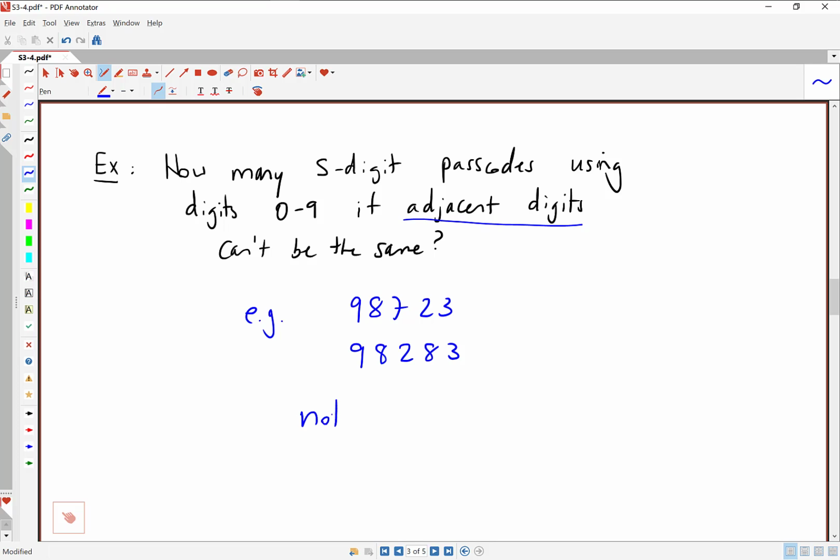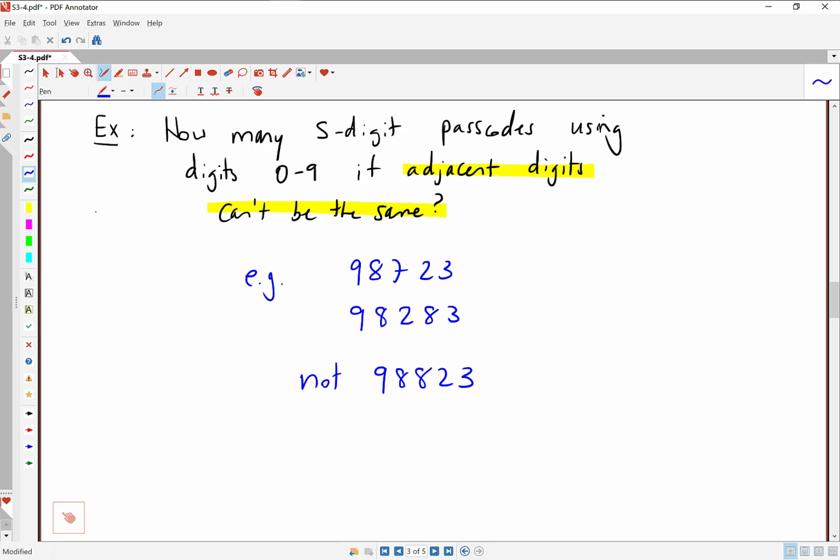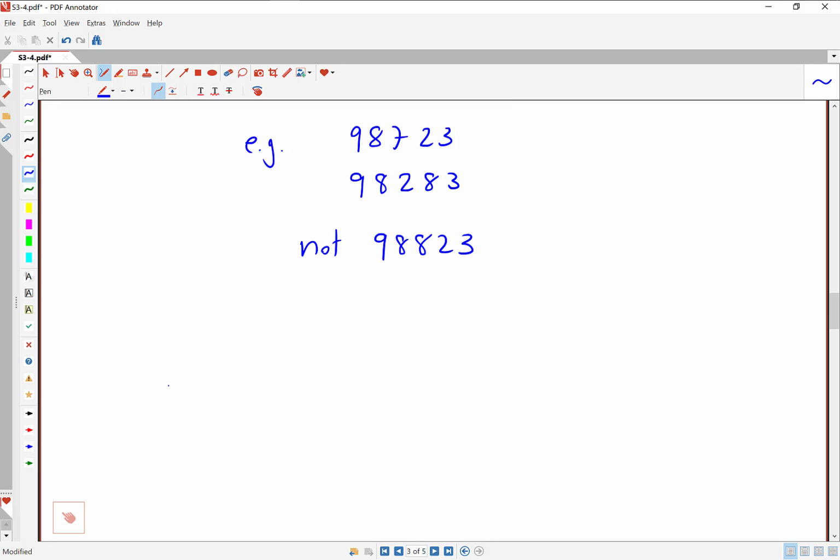But what you're not allowed to have is something like 98823. We've said adjacent digits can't be the same. So what you're not allowed to have is the same number written side by side. So the whole secret to this type of problem is to see if we can break it down into a sequence of choices. So let's ask how many options are there for the first digit, and then we can talk about how many options for the second, third, fourth, and fifth digits.